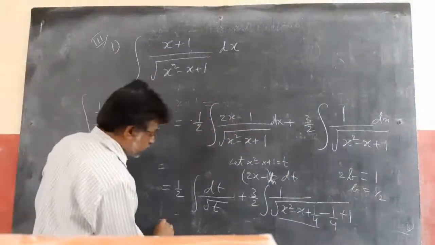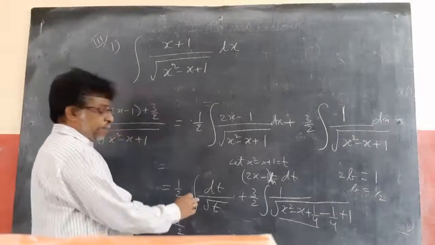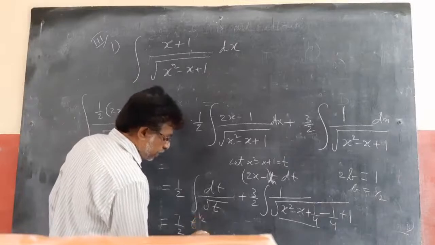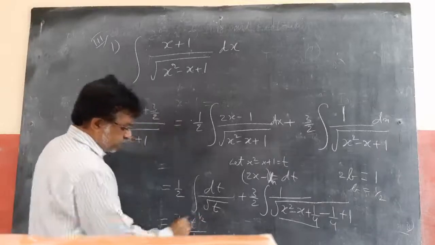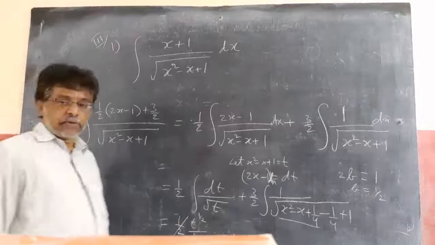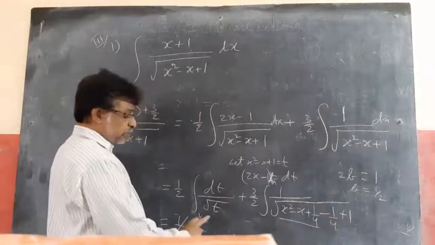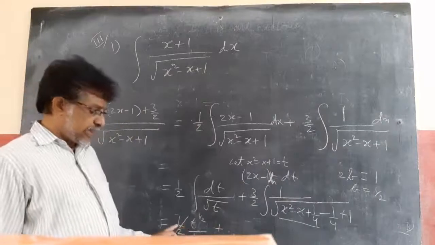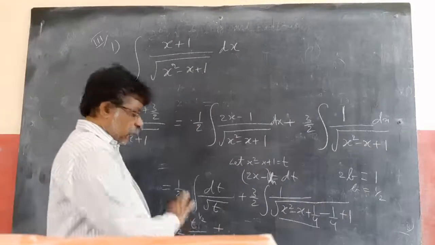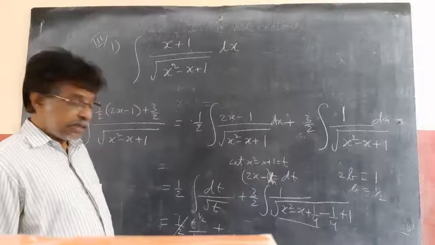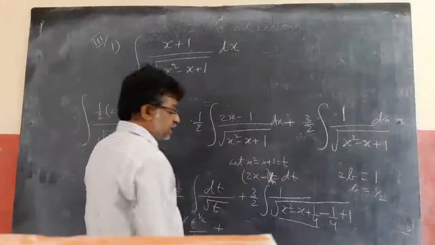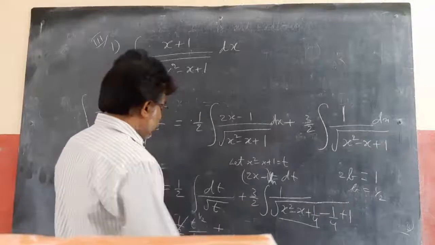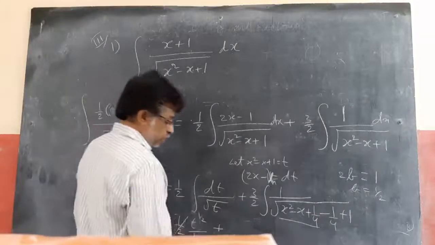Now coming to this, half into, this is t power minus 1 by 2 integration. t power minus 1 by 2 plus 1 by 2 by 1 by 2. 1 by 2, 1 by 2 gets cancelled. So simply root t. Plus this is 3 by 2 into, what is 3 by 2?